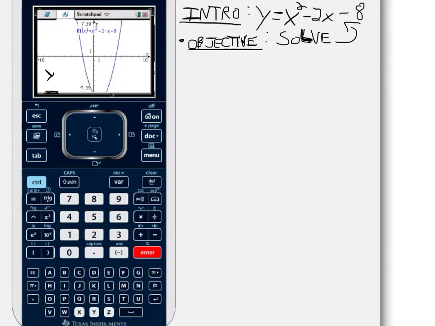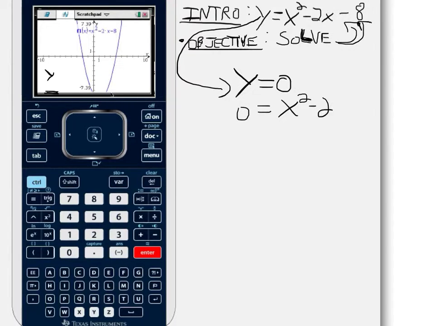Okay, the objective says that I want to solve that equation. Well, what does that mean? Solve for what? You have two variables. Basically, to solve an equation, you take this y value and you set the y value equal to 0. That's what it means when it says solve for a quadratic equation. So really what we're solving for is 0 equals x squared minus 2x minus 8.